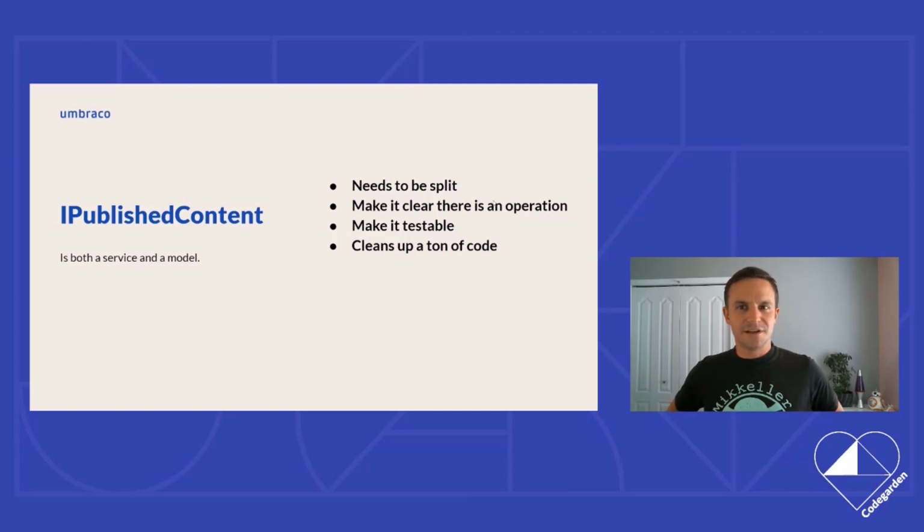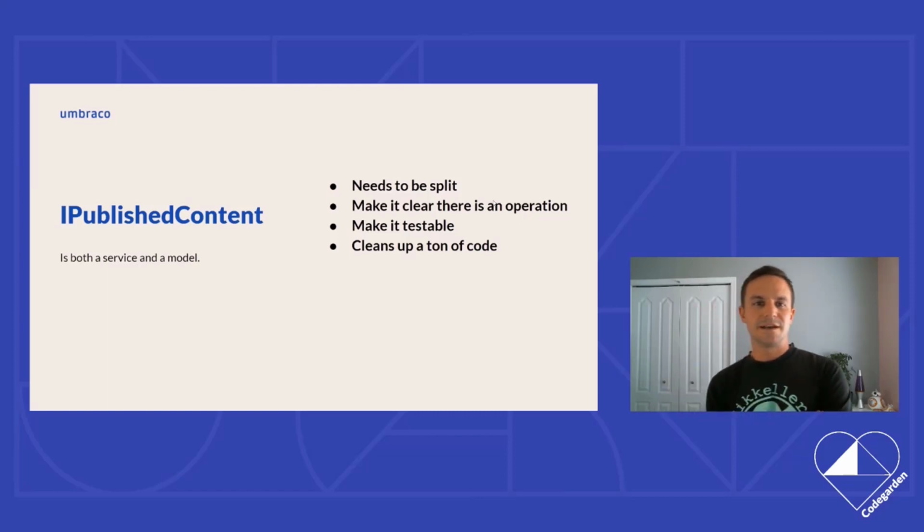It'll be post V9, so maybe V10 even, but this needs to be split into two things, a service and a model. By doing this, it makes it actually testable, because right now it's very difficult to test. It would actually clean up a ton of code, and it makes a clear separation of concerns. Better yet, for your front-end developers or people that are using published content APIs, it makes it very clear that an execution or operation is taking place, because right now it's not very clear at all. And there are some examples here.